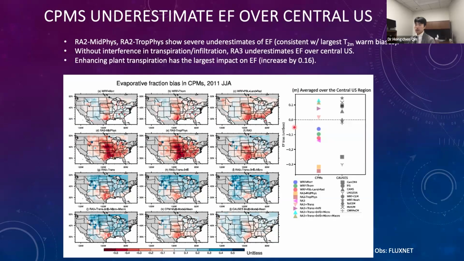So this panel shows the evaporative fraction (EF) bias in CPMs. The RE2 mid-phase and RE2 top phase show severe underestimates of EF, consistent with the largest T2M biases. Without intervention in transpiration and infiltration, the RE3 default underestimates EF over the central US. By enhancing plant transpiration, we found the largest impact on EF, which is increased by 0.16. Here, the observational benchmark comes from FLUXNET.